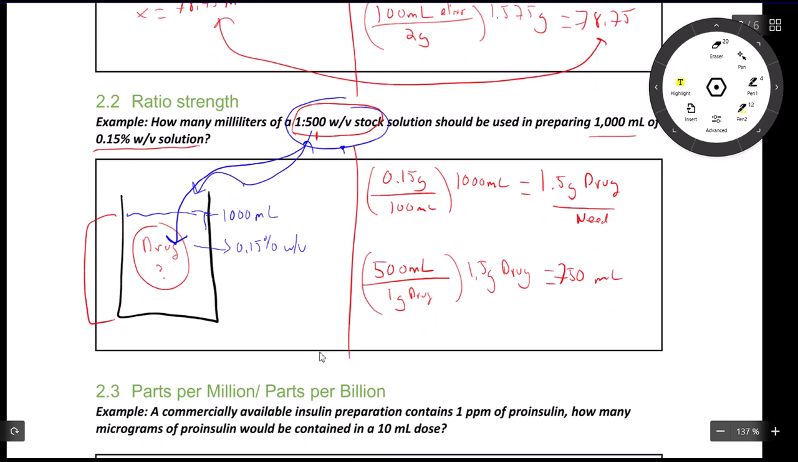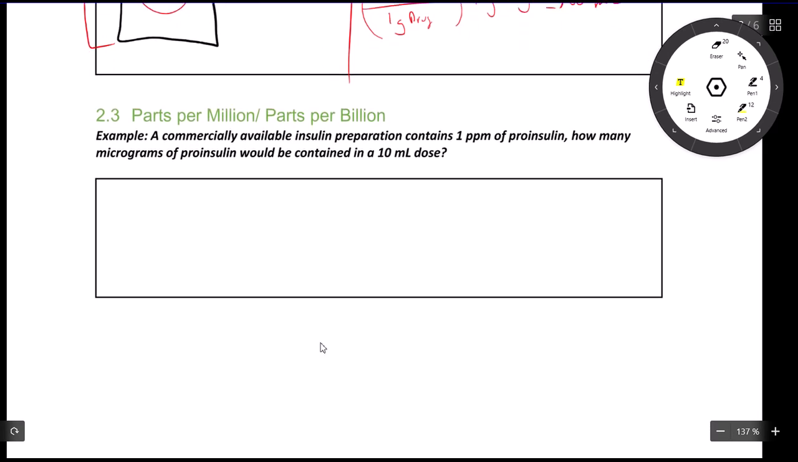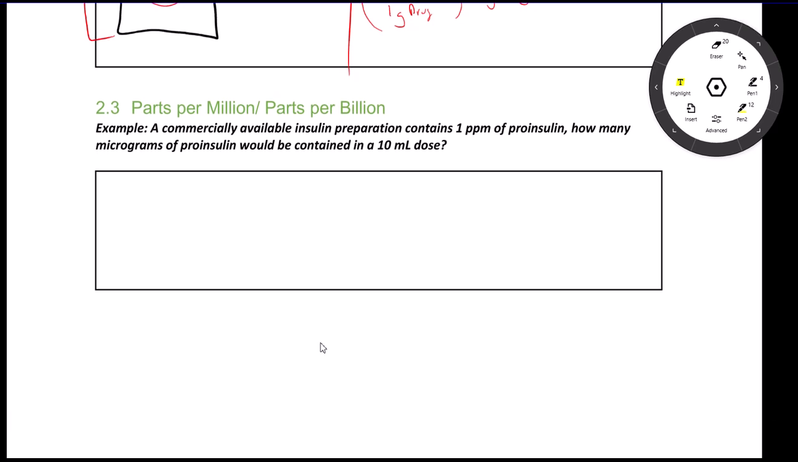All right, let's look at another one where we're looking at those parts per billion, parts per million situations. This one we're talking about parts per million. So it says a commercially available insulin preparation contains 1 ppm of proinsulin. So a very small amount of proinsulin is in this finished product. It says how many micrograms of proinsulin will there be in a 10 ml vial. So if you've got insulin you're giving to a patient, there's a level of proinsulin in there at a very low level of 1 ppm. So if a person gets a 10 ml vial, how much of that proinsulin is in that entire vial? That's what the question is asking us.